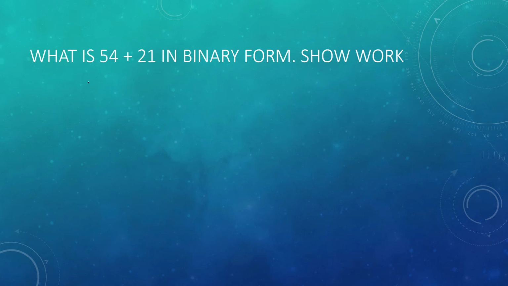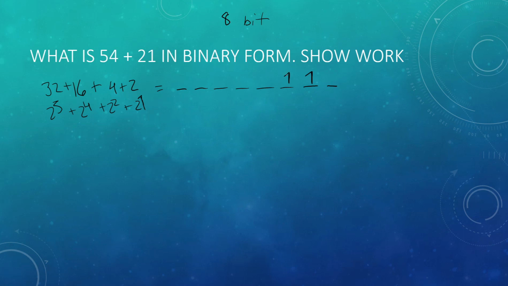Alright, let's do a little bit harder one. So 54. Let's use an 8-bit register. So 54 is 32 plus 16, which is 48, plus 4 plus 2. 2 to the 5 plus 2 to the 4 plus 2 to the 2 plus 2 to the 1. 1, 2, 3, 4, 5, 6, 7, and 8. 2 to the 1, 2 to the 2, 2 to the 4, and 2 to the 5.